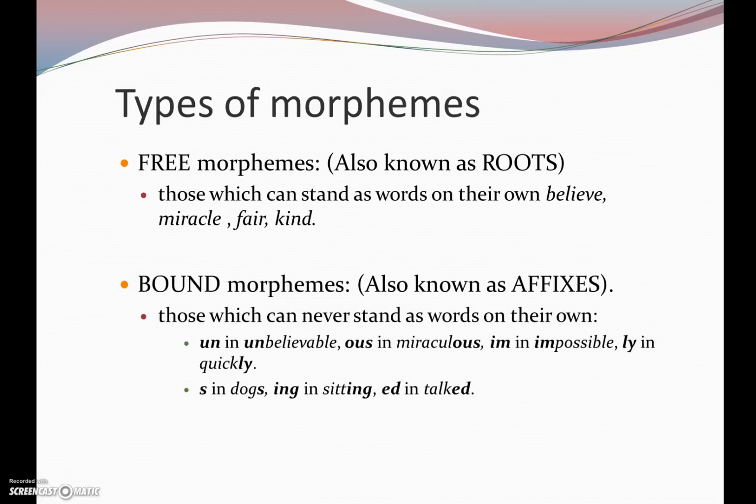Then we have bound morphemes. We also call these affixes, and bound morphemes can never stand alone and function as a word. So for instance, the S in books is an example, right? The S on its own there doesn't actually mean anything. One thing that isn't mentioned here is stem. So if you have a root and you add an affix, you get a stem. And then you can add even more affixes, all right, and you can keep building. And we're going to see a couple of examples in a bit.